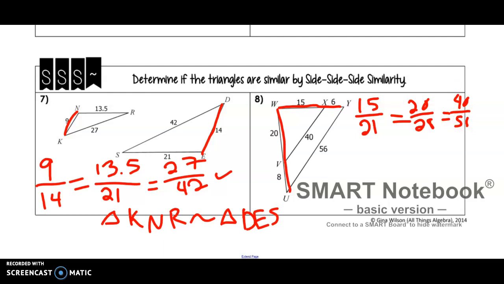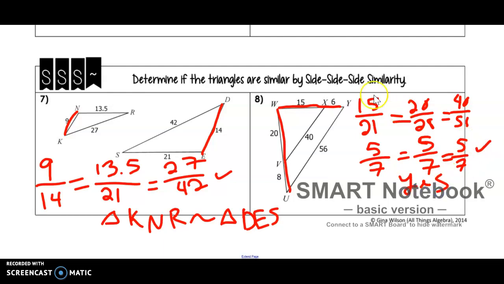Simplifying all these down, let's see, you do this one by 3, you'd get 5 over 7. This one by 4, you'd get 5 over 7. This one by, let's see what that would be, 8, and you'd get 5 over 7. So that one is a check, so yes.